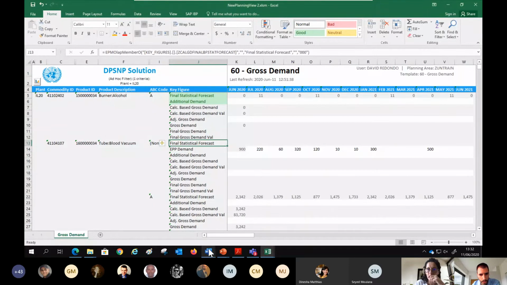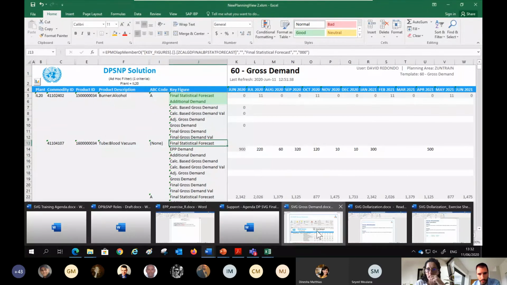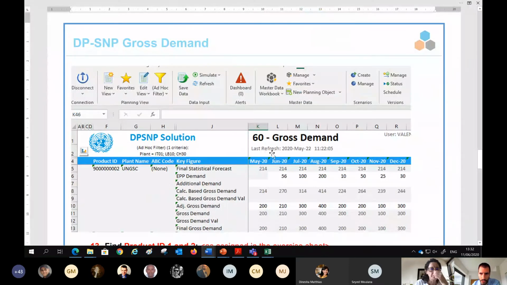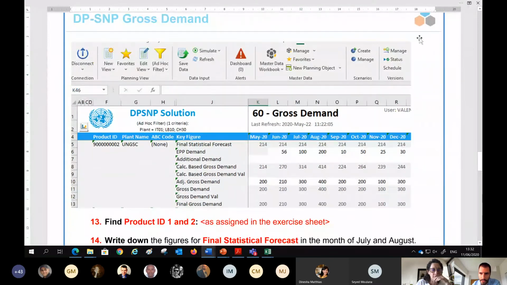So let me show a screenshot of data where we have all these elements. That is not real data from the training environment, but I think it's useful for us to understand. So this product ID example has all the components. So you can see with these numbers how the solution behaves.